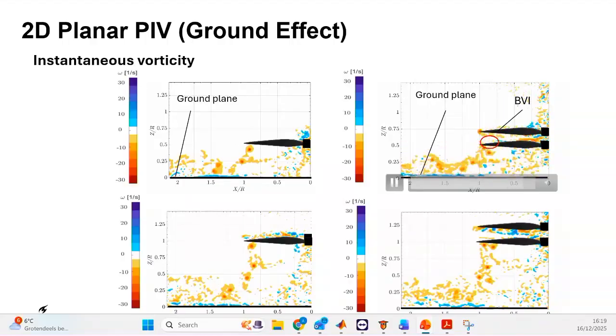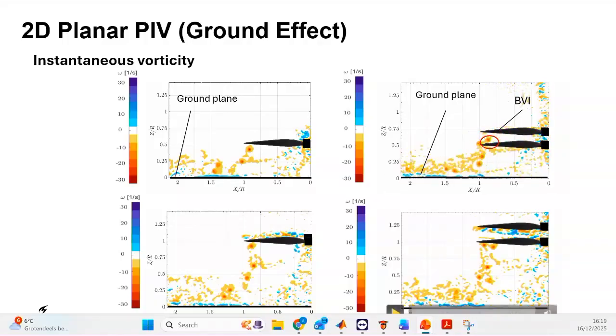Also, if we increase the distance between these two propellers, we can see how this vortex moves inward. Yeah, the behavior is similar. Also here, because of the blade vortex interaction, we can see some small scale vortices, and also how it increases the unsteadiness of the flow.